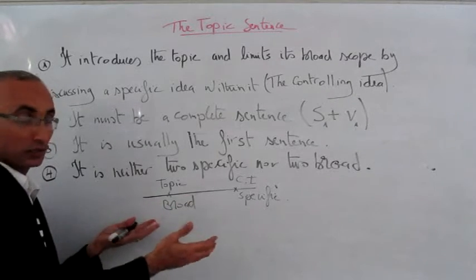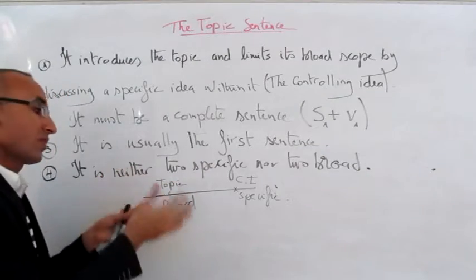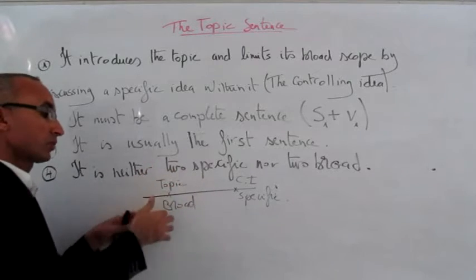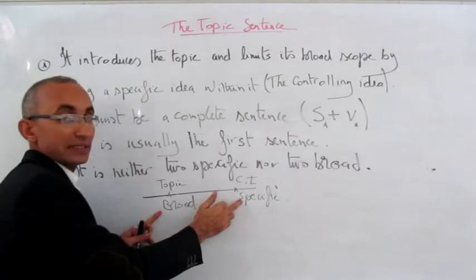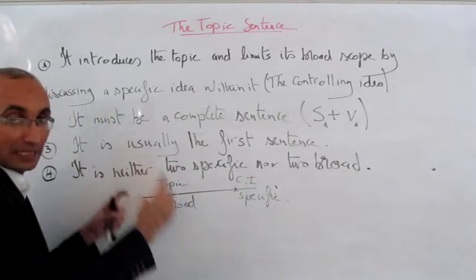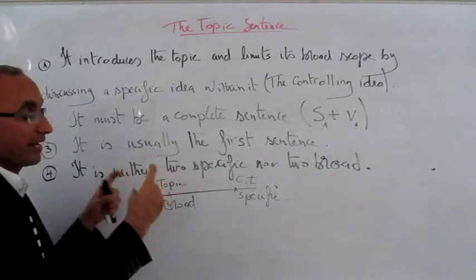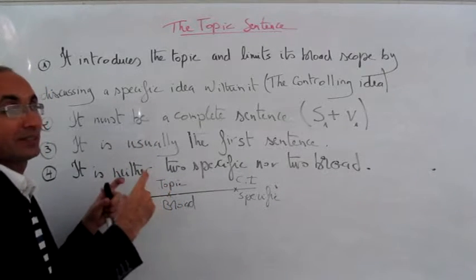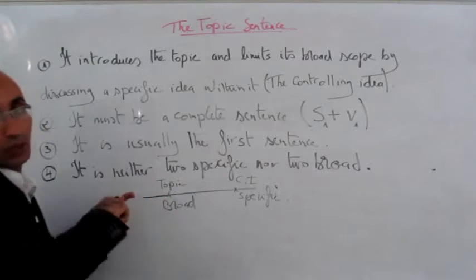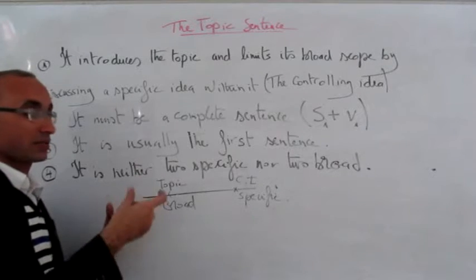So the whole sentence is neither too broad nor too specific, but there is a side which is very specific and a side which is very broad, which is the topic. Specific is our controlling idea. So with regard to these two elements together in one sentence, we have this balance, which keeps it from being either too specific completely or too broad completely. We have two sides balanced here.